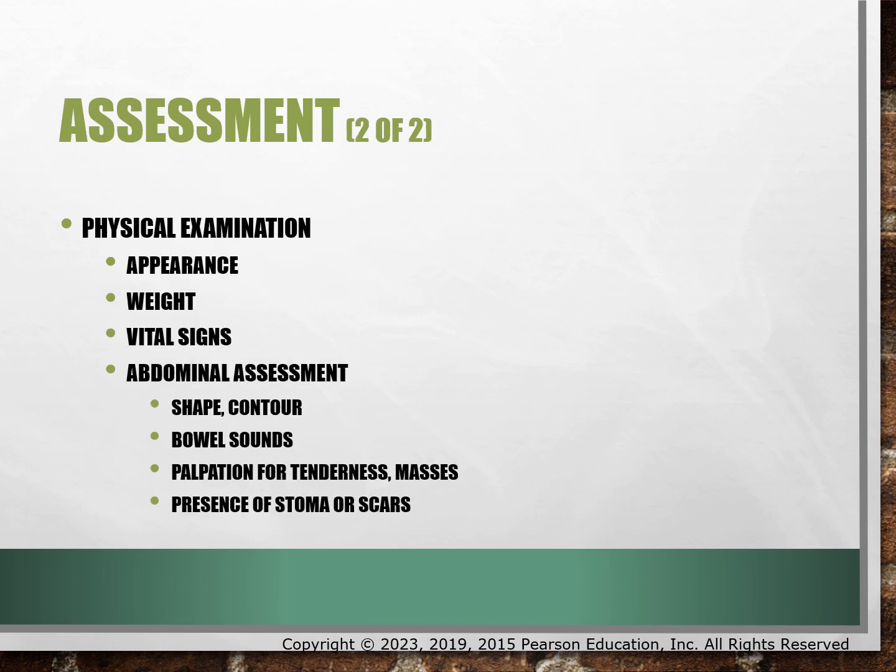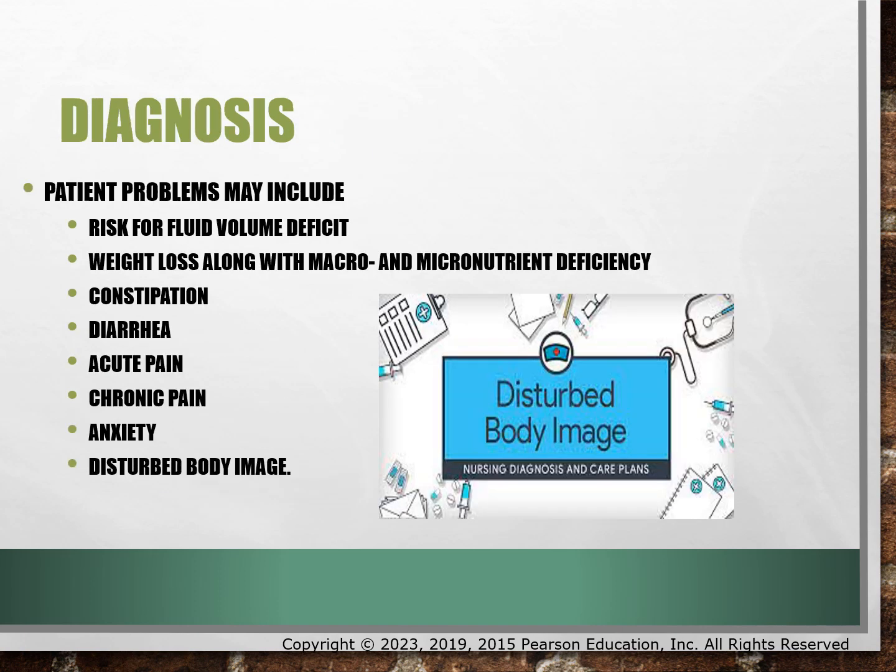The physical exam. The nurse should document general appearance and their weight. You're looking for weight loss. Vital signs, looking for changes. Have they been losing a lot of blood? So is their blood pressure low, pulse up? Including orthostatic vitals and temperature. Abdominal assessments, including shape, contour, and bowel sounds. Palpation for tenderness and masses and presence of stoma or scars. So you need to do a thorough assessment of the abdomen and ask those thorough questions.